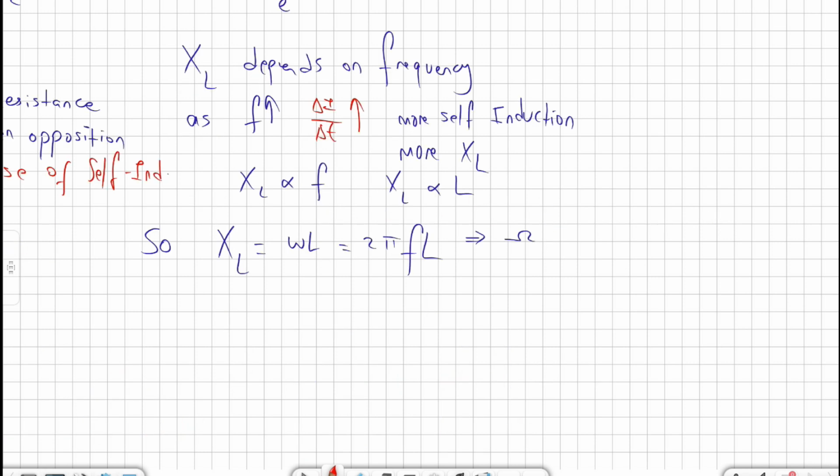Here we have ohm, which is XL, and instead of frequency, we'll write hertz. Instead of L, we'll write Henry. Or we can write the hertz as 1 over second. So we can write the ohm as Henry over second.